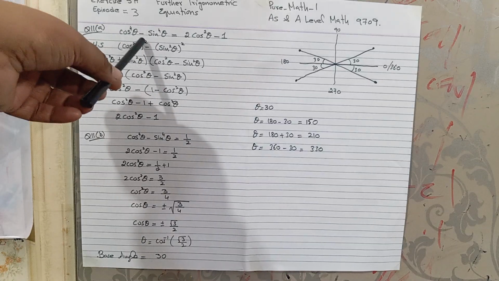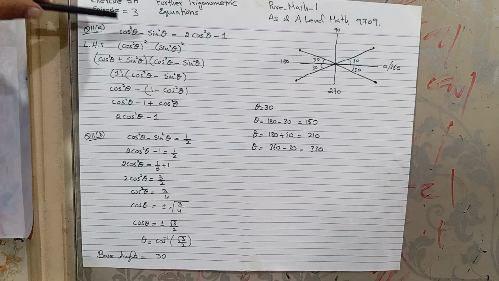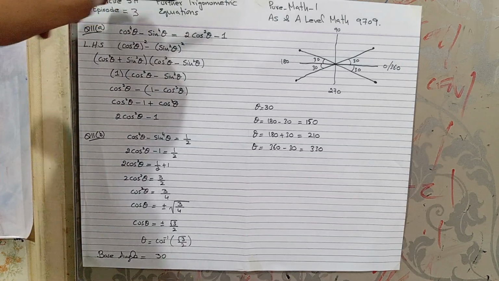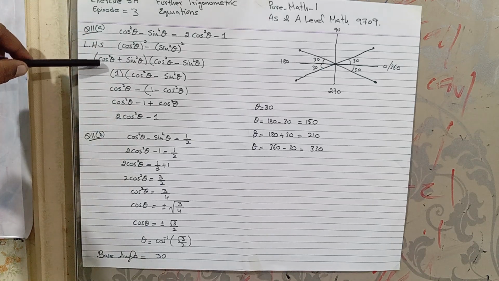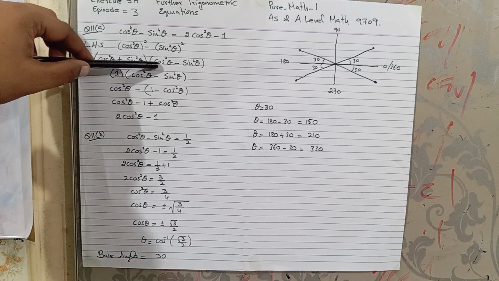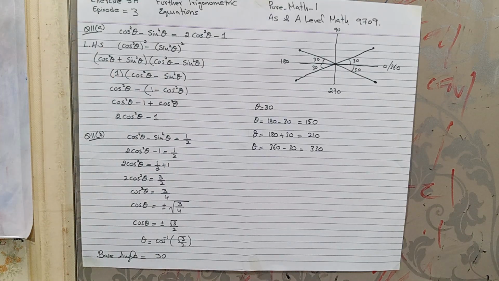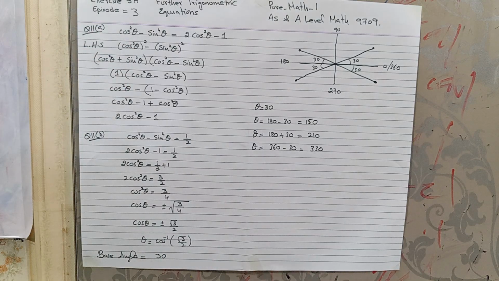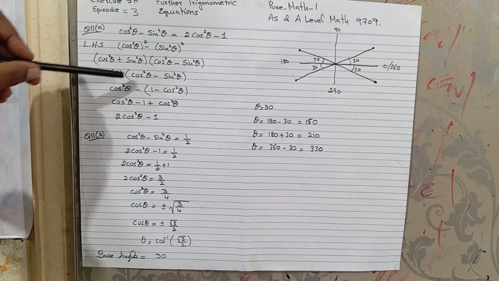Cos theta raised to power 4 minus sin theta raised to power 4 equals 2 cos square theta minus 1. This can be written as cos square theta whole square minus sin square theta whole square. Because with two perfect squares you have a negative between them, you can write cos square theta plus sin square theta in one bracket, and in the other bracket cos square theta minus sin square theta. Here we have applied the formula a square minus b square equals a plus b times a minus b. Now this cos square theta plus sin square theta is 1.